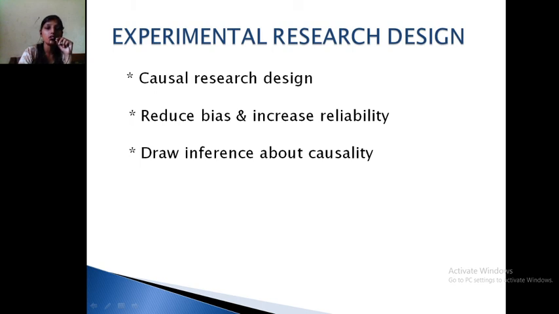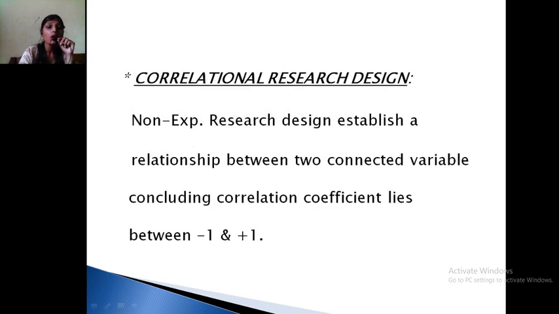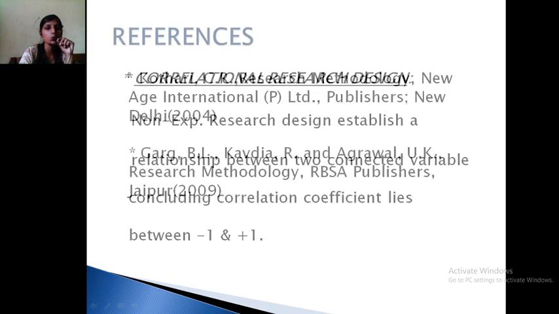The experimental research design. Experimental research design is a causal research design. It reduces the biasing and it increases the reliability, and it draws inferences about the causality. The principles of the experimental research design: principle of replication, principle of randomization and principle of the local control. Correlation research design. Non-experimental research design establishes a relation between two concerned variables. The correlation coefficient lies between -1 and +1.